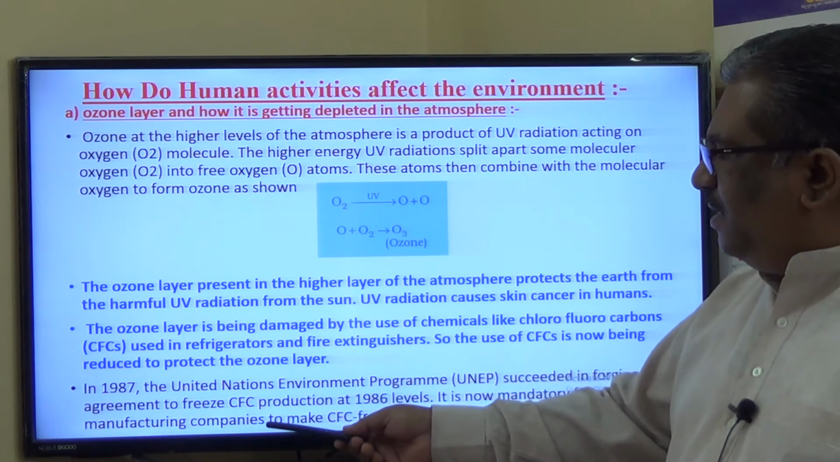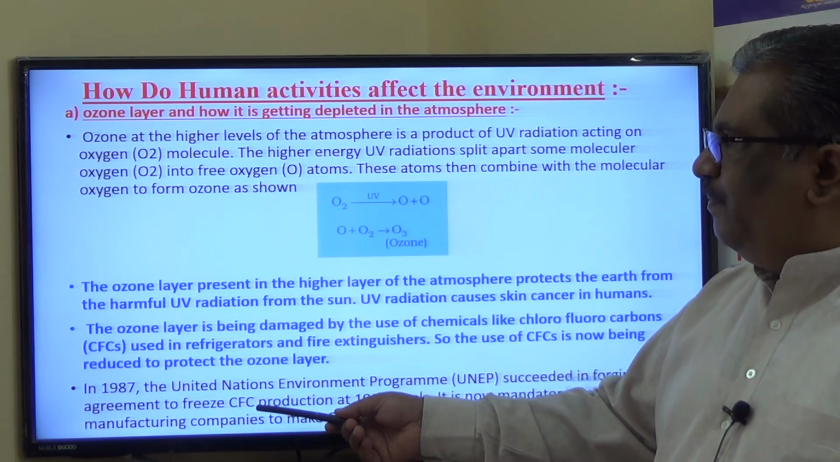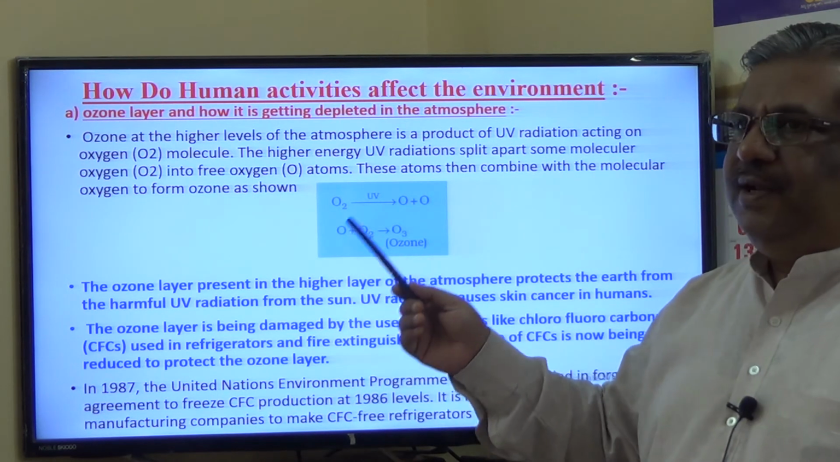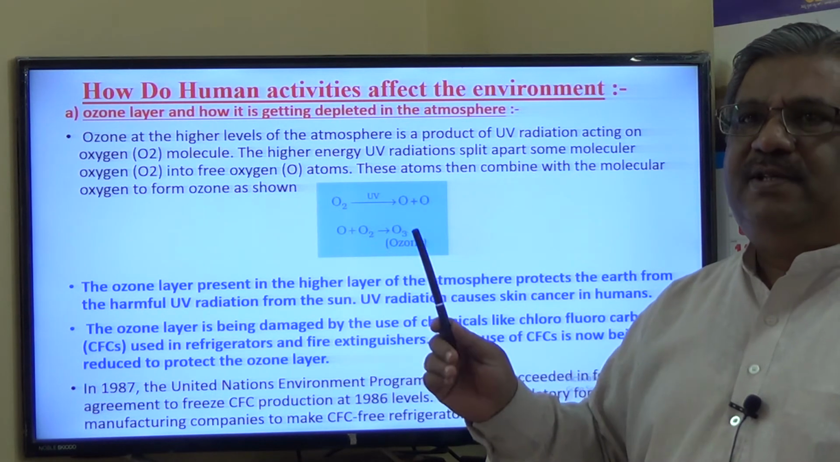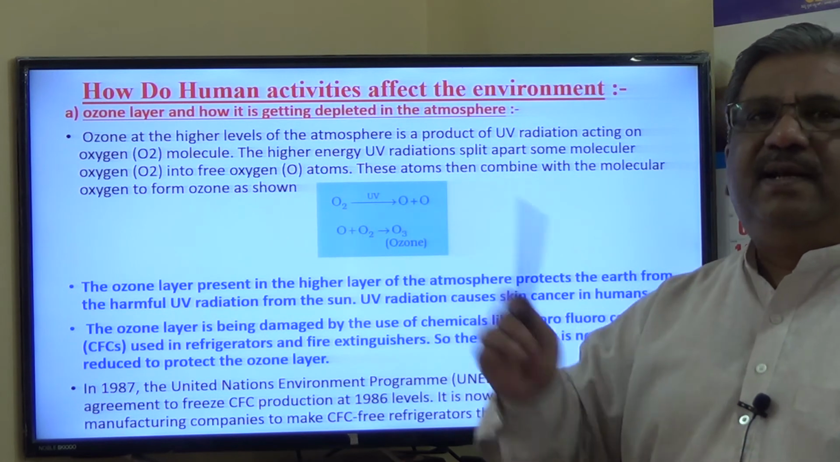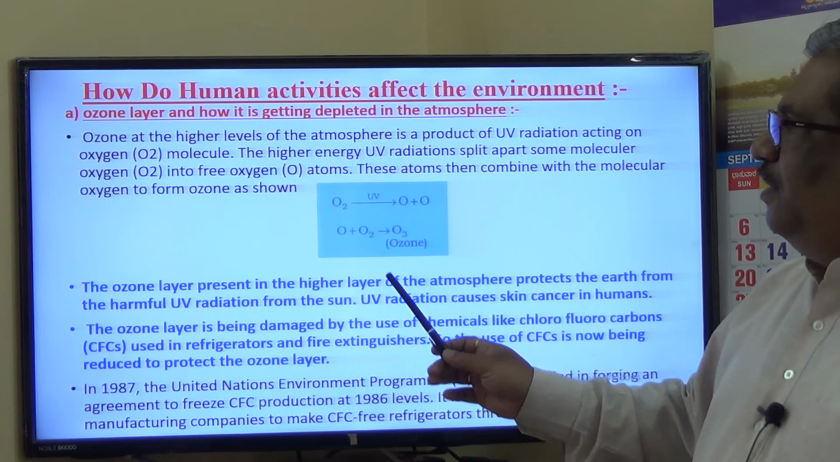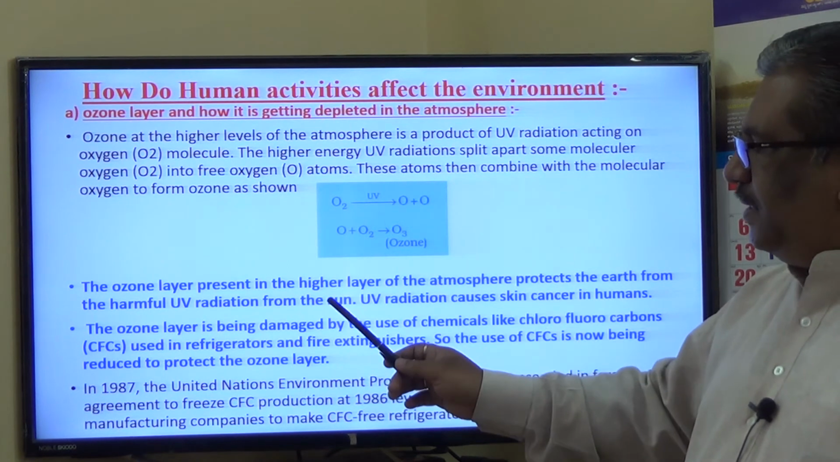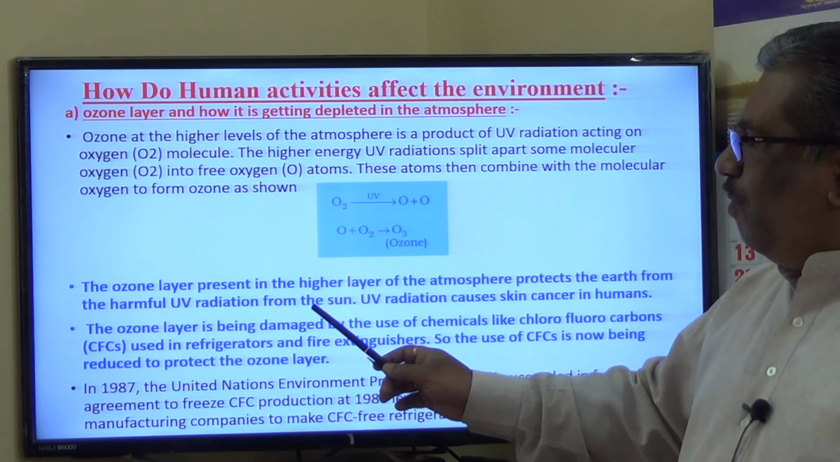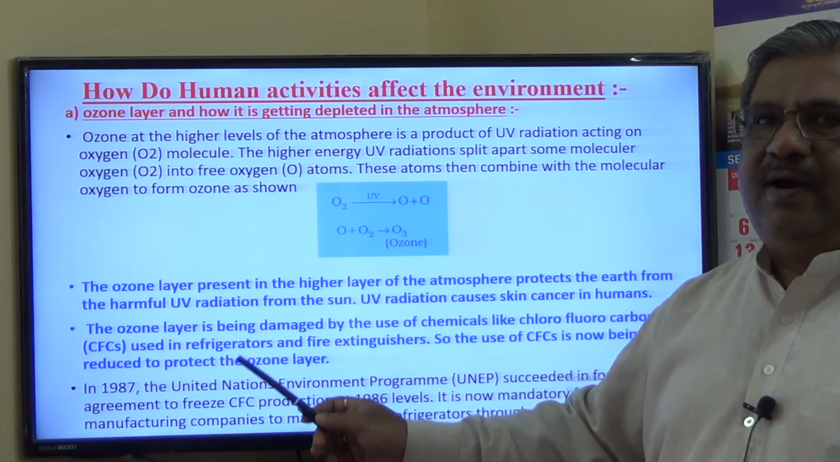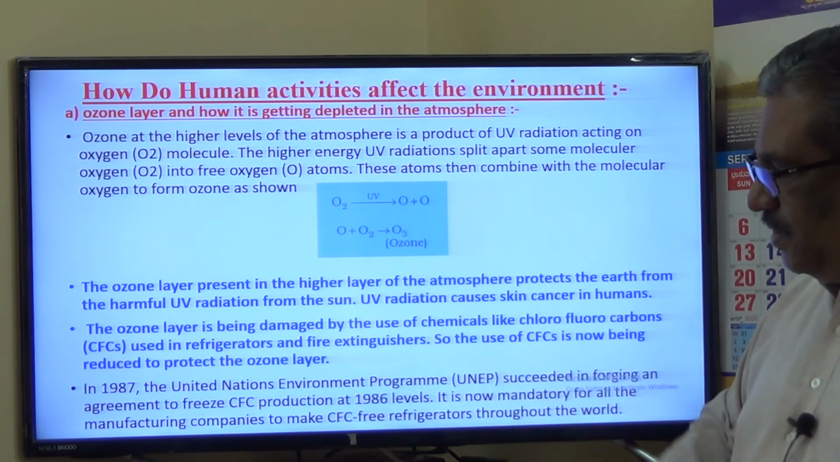So by minimizing the usage of chlorofluorocarbons, ozone depletion can be prevented, and this is the most important layer on the higher levels of the atmosphere for the protection of the earth. So this is about the ozone layer, how it protects us, what causes the ozone depletion and how to prevent it. So make a note of this slide.